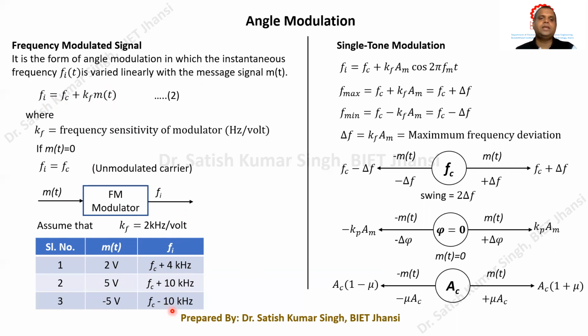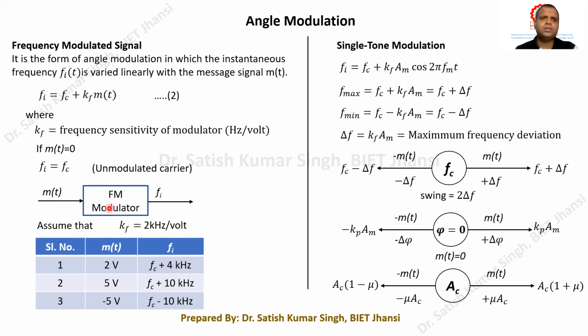Basically, the variation in the frequency will depend on the magnitude of the message signal, and it will also depend on the frequency sensitivity of the modulator. If these two quantities are changed accordingly, the instantaneous frequency of this FM modulator can also be controlled.